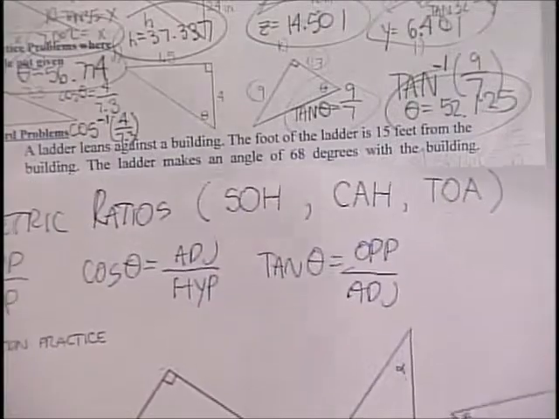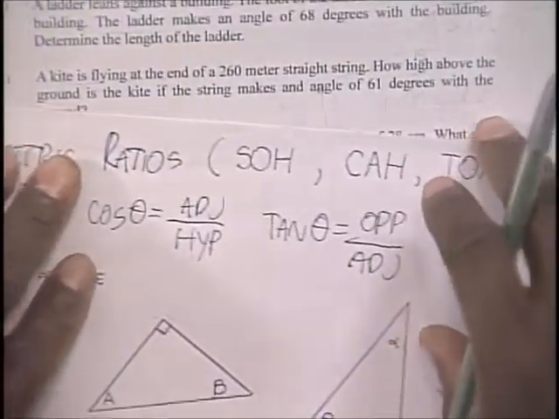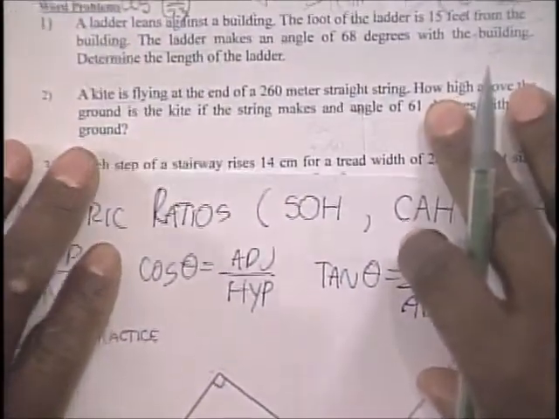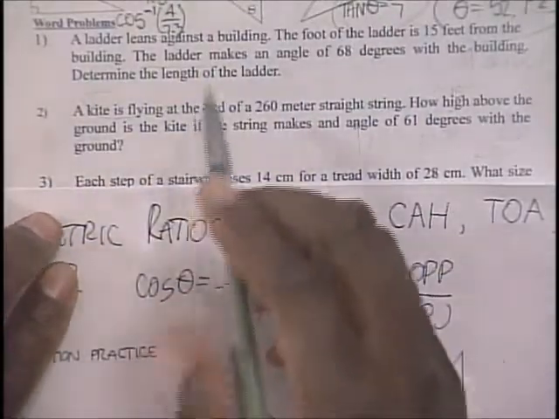Okay, so let's see what we have here. Let's look at number 1. Hopefully you can see that. If you can't see it, I'll read it carefully to you. This says a ladder leans against a building.